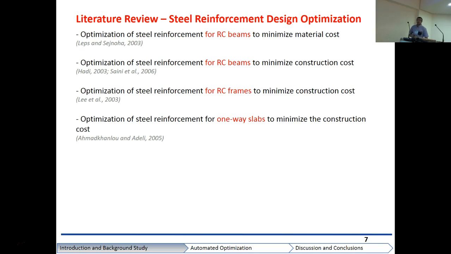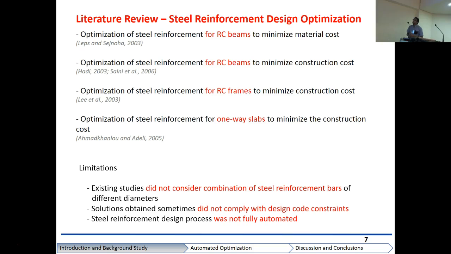Now let's see what has been achieved to optimize the steel reinforcement in academia. So many researchers have tried to optimize the steel reinforcement for either a component or for the whole RC frame. The idea was to minimize the material cost or even the overall construction cost. No matter which method they used, there were some limitations. For example, they never considered the combination of steel reinforcement bar with different diameters, and sometimes the solution obtained from these methodology does not satisfy the design code constraints. Hence, you cannot use it on construction site.